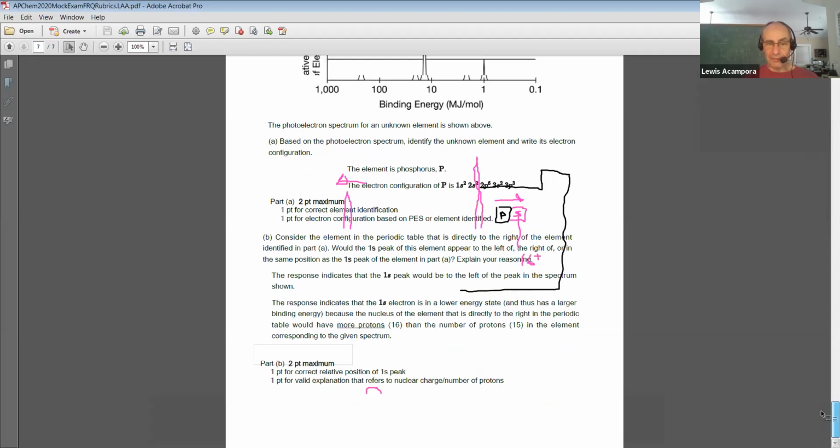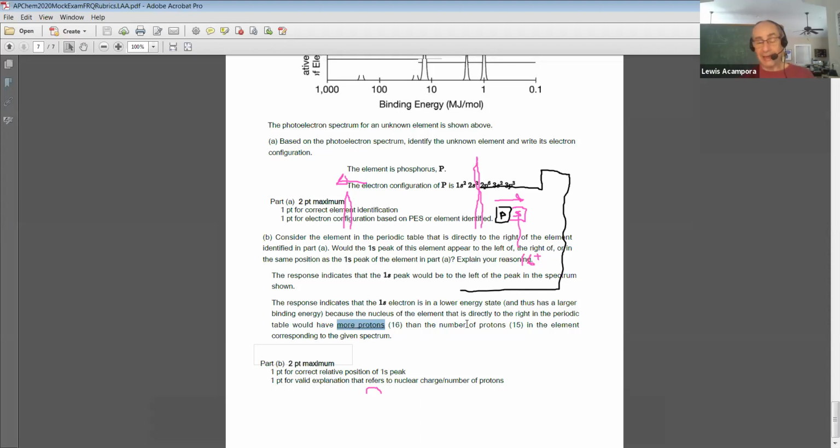And then you'd not only have to say that, but you'd have to be able to explain it. And for 2 points, you would need to say, first of all, the peak would be to the left of the peak in the spectrum. And that's pretty much all you had to say. So you could guess, but I wouldn't recommend relying on guesswork too much. And then for the second point, you would have to tie that to the number of protons, not the number of electrons or the extra valence electron. It's the number of protons that matter.